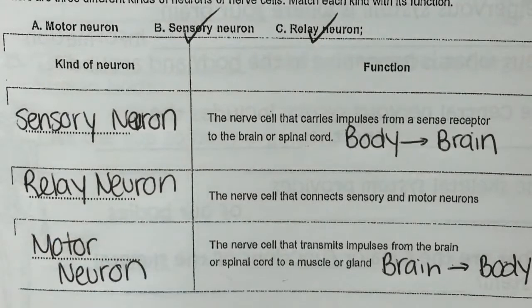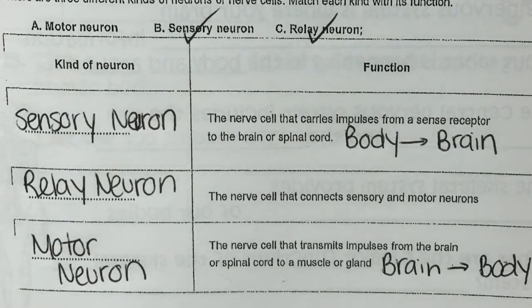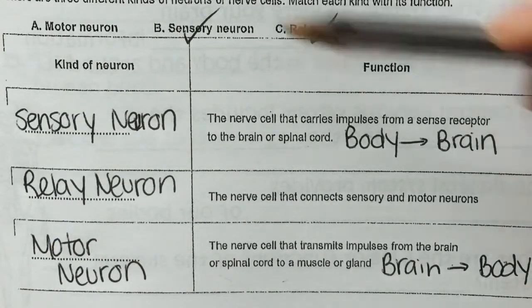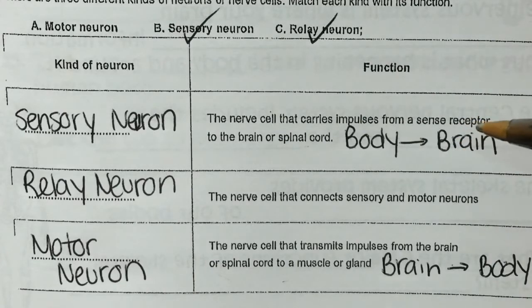All right, so you should be done with the nervous system worksheet. So you're going to take a picture of this entire page and upload it into Canvas.